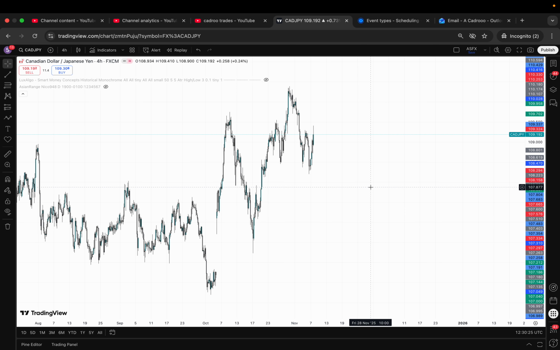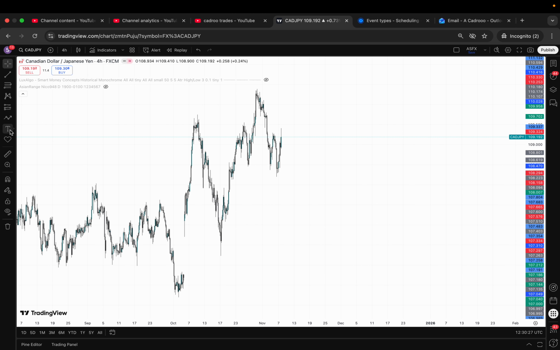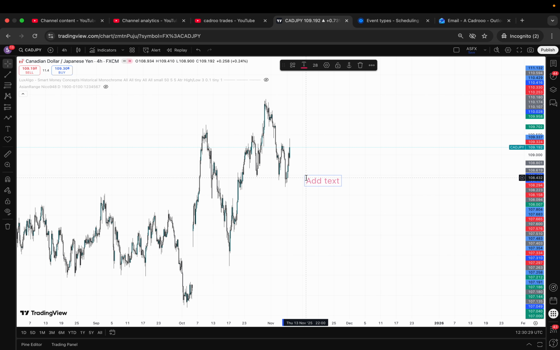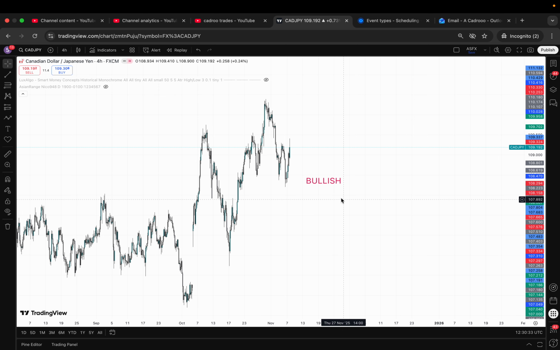The foreign exchange market moves in three ways. We have the bullish market, we have the bearish market, and then we have the consolidating market. Let's start with the bullish market.